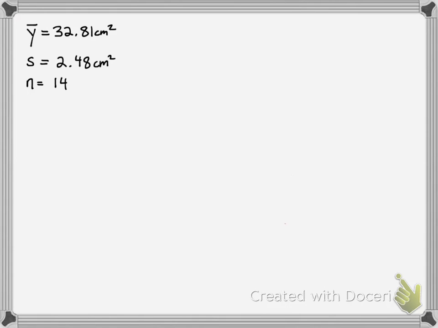So the sample size n is 14. Our y bar, which is the mean for the sample, is given, and our standard deviation is 2.48 centimeters squared. Now, the reason that's not sigma is because this is of a sample, so this is not the true standard deviation. So this is how we're going to figure out how to get that.